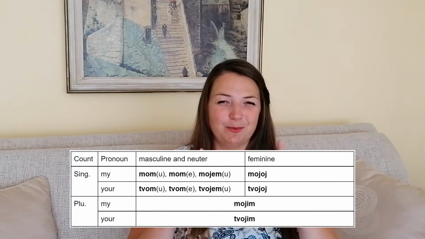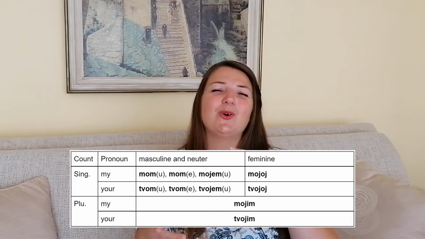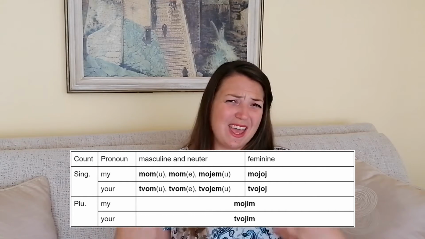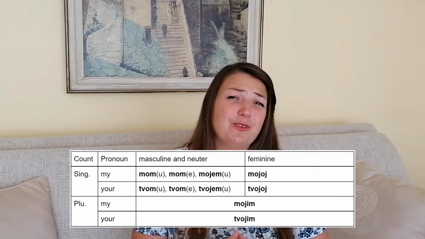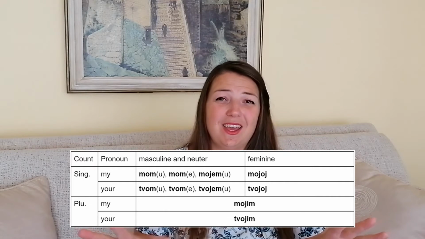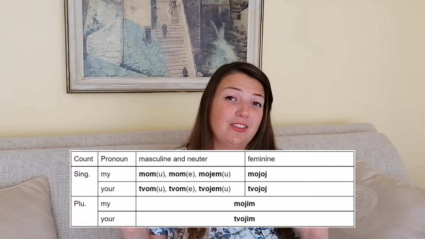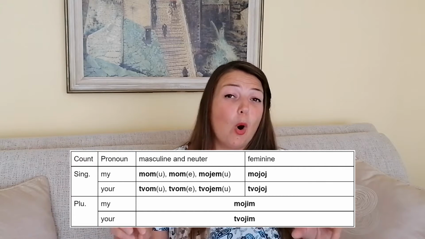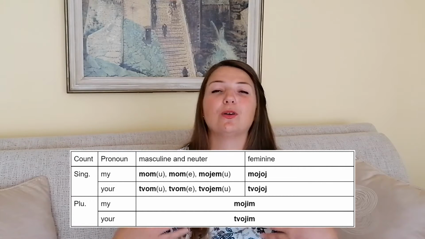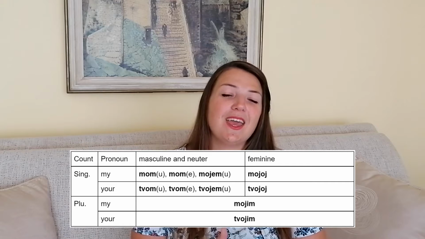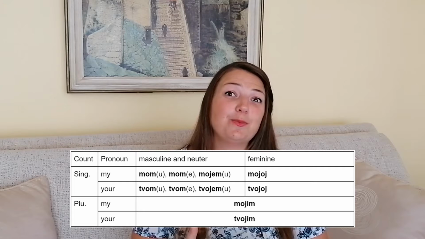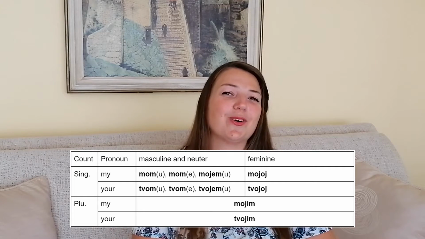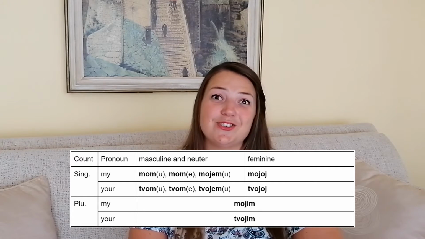You see that there are some letters in the brackets. Again, you add the letters in the brackets if you want to emphasize the pronoun for some reason. You don't have to. So you'll be okay if you just know the form mom or tvom for masculine and neuter, and mojoj or tvojoj for feminine. And the plural is mojim or tvojim, regardless of the gender.